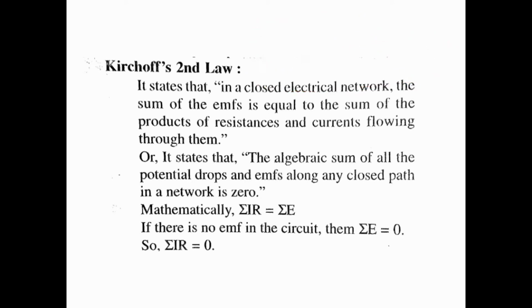First you have to remember the statements carefully, and you have to state them. EMF is equal to the sum of the products of resistances and the currents flowing through them. Or we can also write easily that the algebraic sum of all the potential drops and EMFs along any closed path in a network is 0.